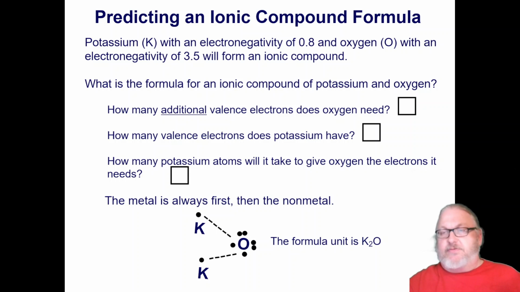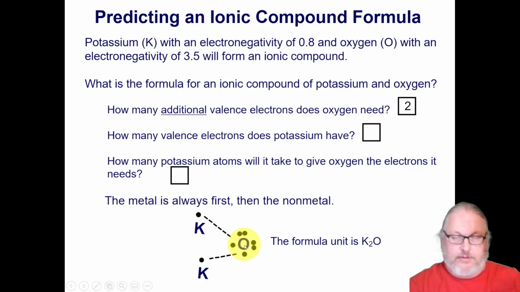We always put the metal first, then the nonmetal. We see that it's going to need 2 potassium atoms of 1 electron each to make those electrons for oxygen. You can see that right there. That electron is going to go to oxygen. It's going to steal it. So now oxygen has a full octet. It's stolen 2 electrons, little thief, from potassium. So you're going to have K2O, 2 potassiums and 1 oxygen.